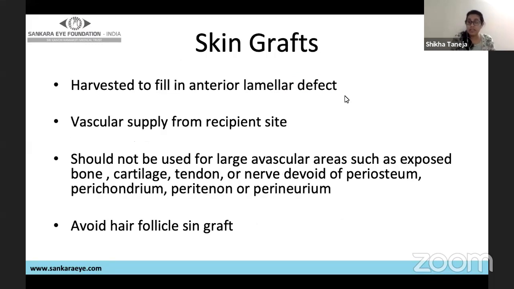So let's first discuss skin grafts. Whenever there's an anterior lamellar defect, we can do a skin graft. As I discussed earlier also, a skin graft does not have much vascularity of its own. It's not like it's completely avascular, but it derives its nourishment from the recipient bed. So you cannot place it over an avascular structure like bone, cartilage, or tendon. You should have a nice healthy base to put a graft on.